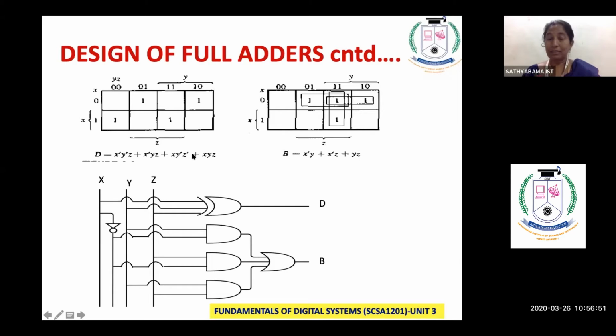Again, this x dash y dash z plus x dash y z plus so on is nothing but an XOR gate with 3 inputs. That you may not know now. On seeing this expression, how will I know whether it is an XOR gate or not? That question comes only with experience. But I can help you in understanding.